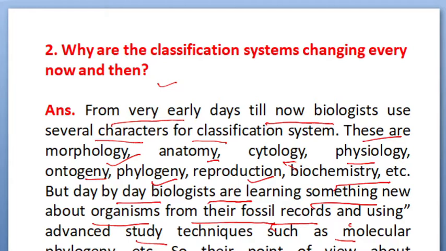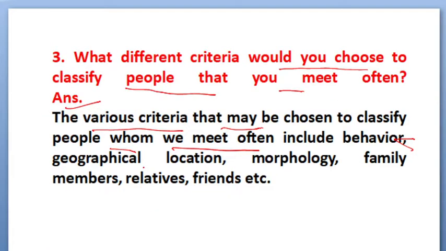Okay, now come to question number 3. What different criteria would you choose to classify people that you meet often? Answer: The various criteria that may be chosen to classify people whom we meet often include behavior, geographical location, morphology, family members, relatives, friends, etc.